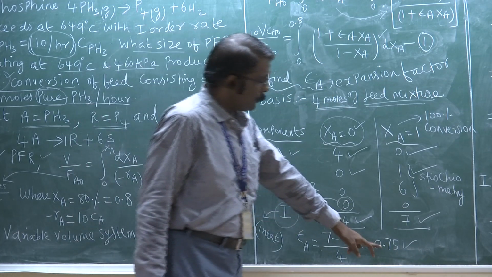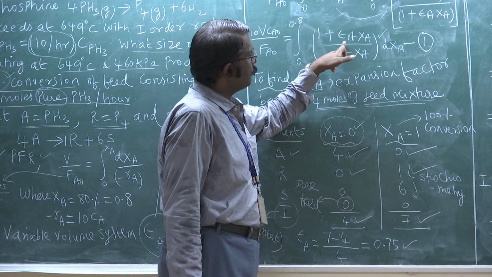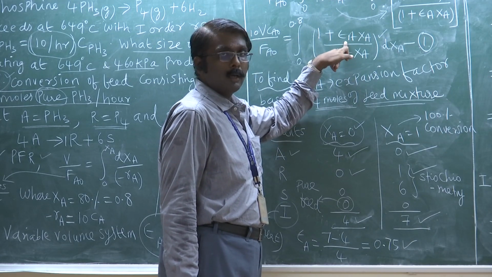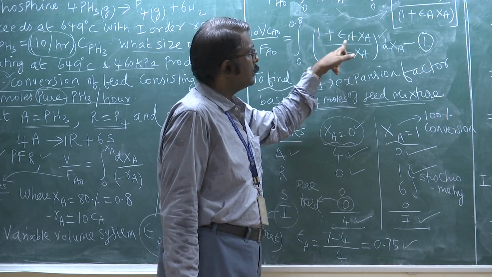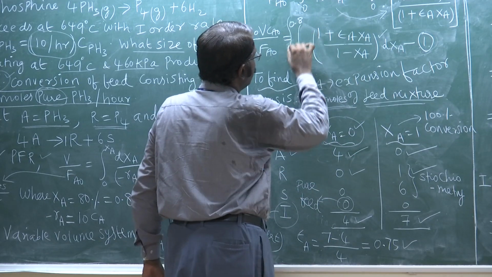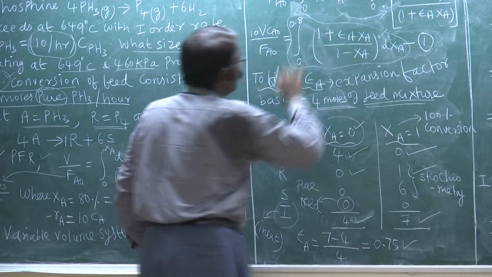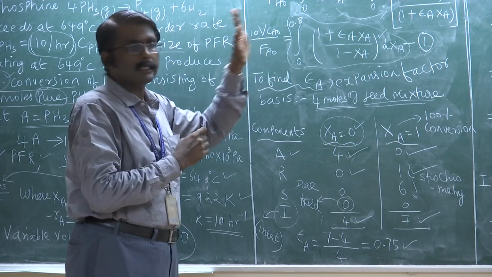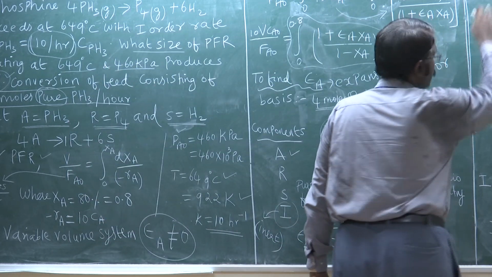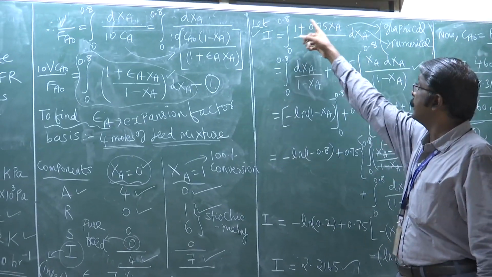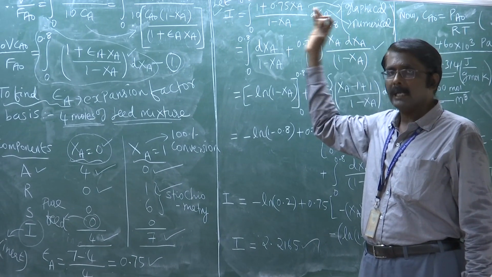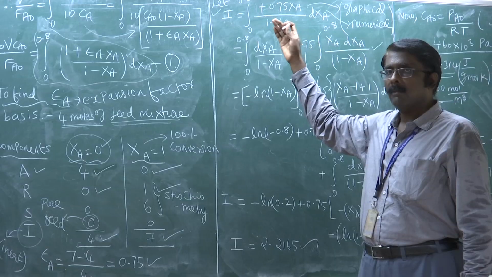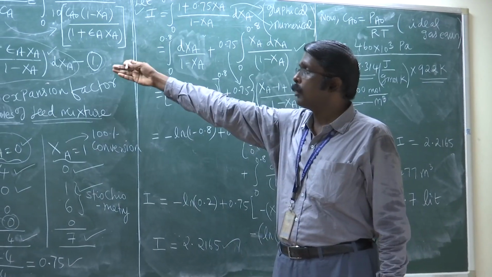Now use this expansion factor in equation 1. Equation 1 contains a term called epsilon A, and in place of that, this value is now substituted. After doing that, let us take this entire integration as some variable called I, which is shown in the next step. We would like to find the value of the integration separately first. Later on, we will substitute the value of the integration in equation number 1.